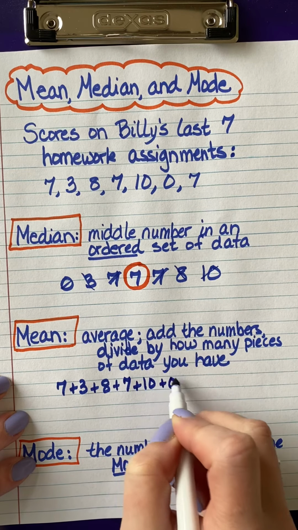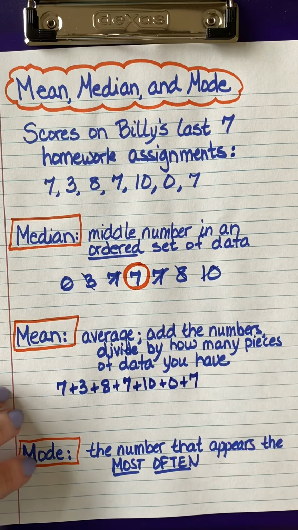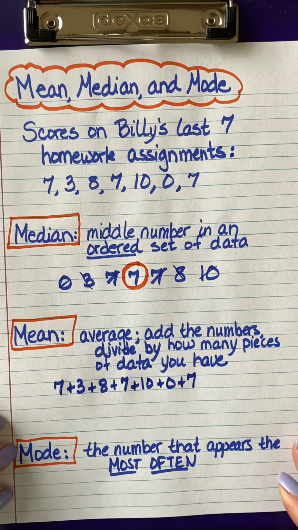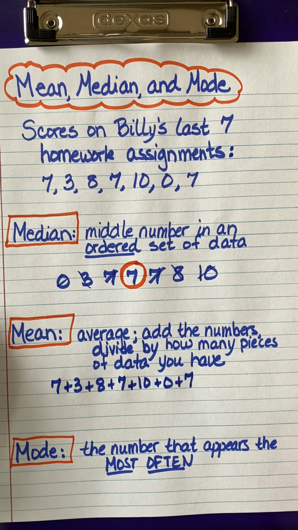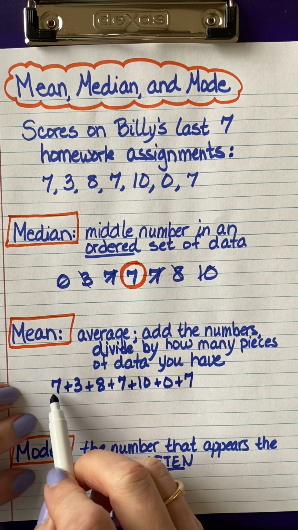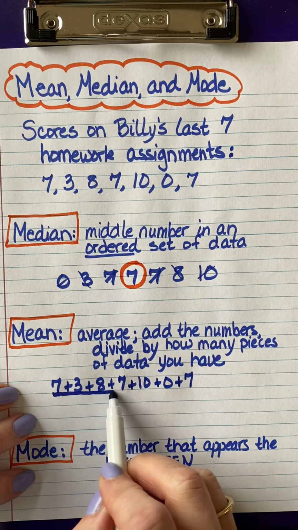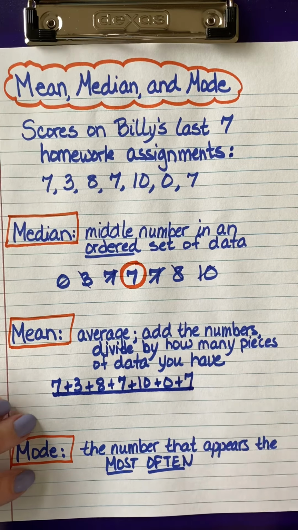Now, does that 0 get counted in the mix? It sure does. And so as we're talking about grades here, that's what happens when you forget an assignment. That really does end up impacting your grade. So we'd add all those together, and then we divide by how many pieces of data we have.